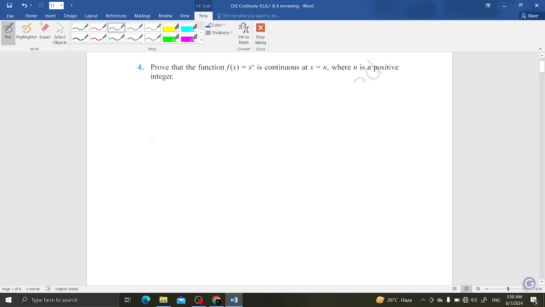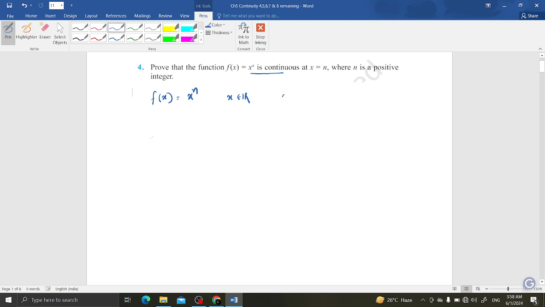Question number 4: prove that the function f(x) = x^n is continuous at x = n, where n is a positive integer. So we need to prove that this function is continuous, where n is a positive integer. First of all, f(x) is x raised to the power n, and the domain of this function is the complete set of real numbers because it is defined for all real numbers.